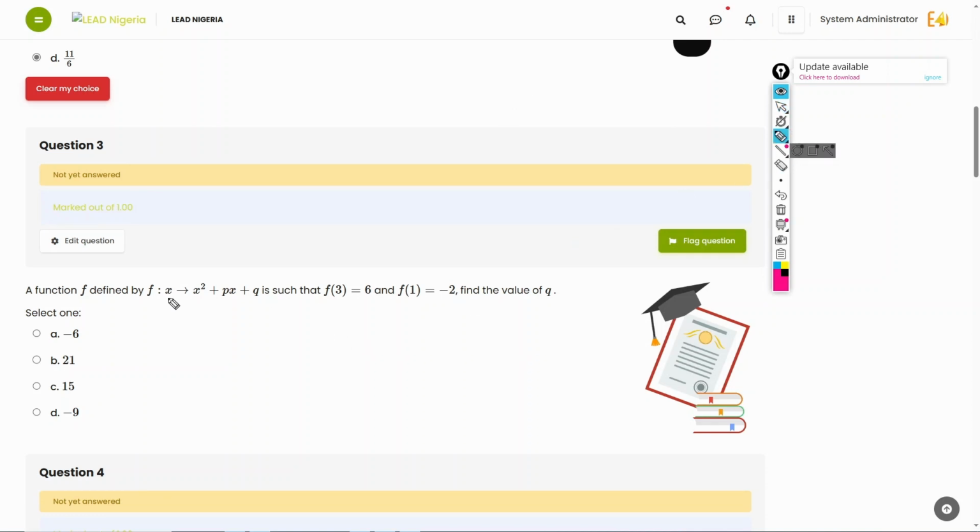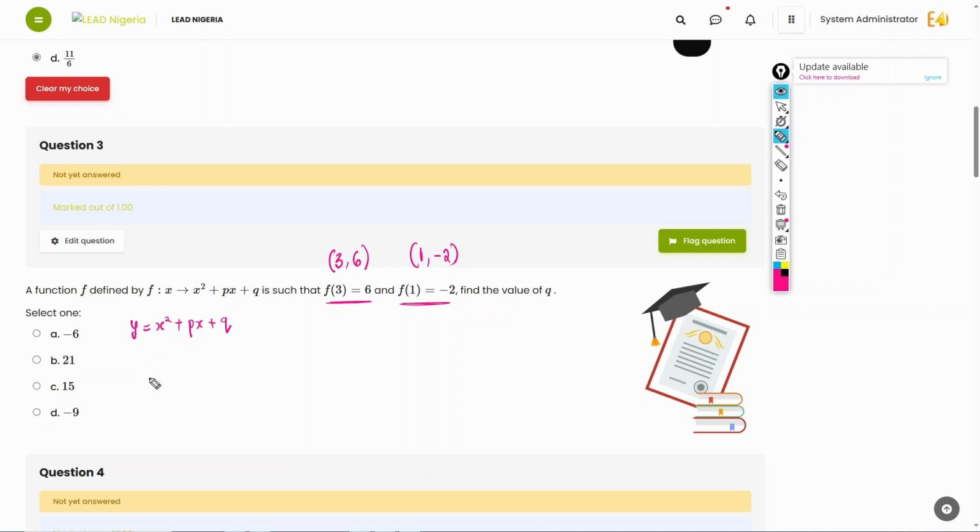Okay, so what we'll do here is we're trying to solve for the variables, right? So I'll just solve this out. And so let's say this is saying that when x is 3, y is 6, and when x is 1, y is minus 2. That's the meaning of this line of information here. All right, so the function is y is equal to x squared plus px plus q.